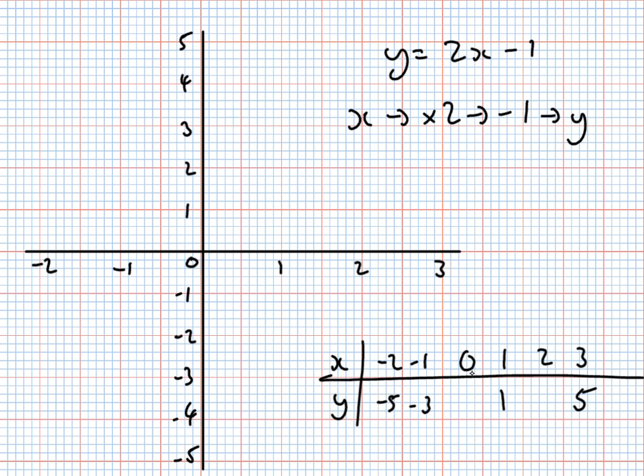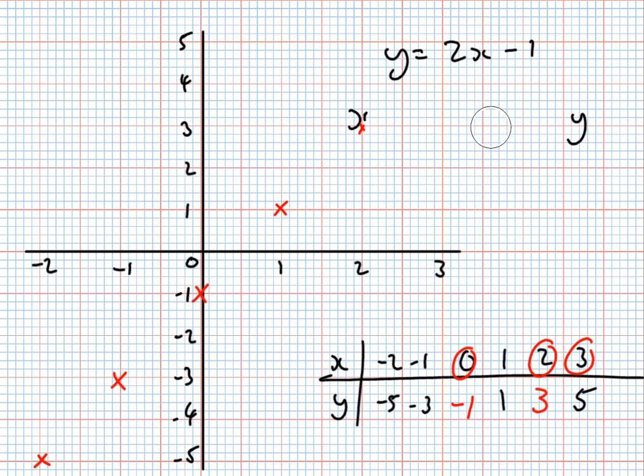So if I put that into here, and use my x as 2, then it's 2 times 2, which is 4, and then take away 1, 3. Do it for 0. 0 lots of 2 is 0, take away 1, minus 1. I'll test it with this one as well, 3. 3 times 2 is 6, take away 1, 5. So we've now got coordinates, so I'll plot those coordinates on there. So it'll be minus 2, minus 5. We've then got minus 1, minus 3. Then 0, minus 1, then 1, 1. We've got 2, 3. And then we've got 3, 5.